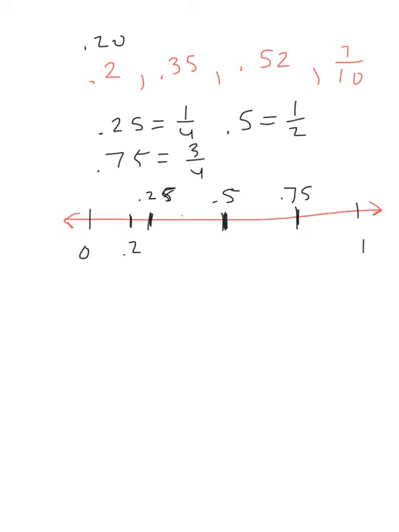And then we could say, well, we know that 35 hundredths is going to be closer to 25 hundredths than it is to 50 hundredths, right? So a little bit closer. 52, oh, that's going to be so close to 50 hundredths. 52 hundredths. And then over here we have 7/10, which is the same as 70 hundredths.